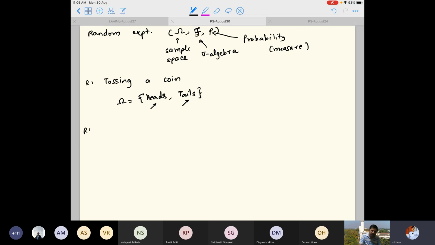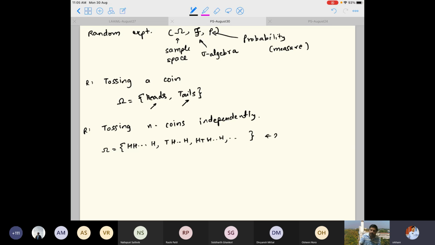Another random experiment is tossing, say, n coins independently. That was another experiment we looked at at length. The sample space in this case, if I abbreviate H for heads and T for tails, is all H, then one T and all the rest H, and so on. This sample space has 2 raised to n different elements, so working with it to do subsequent analysis might be difficult.